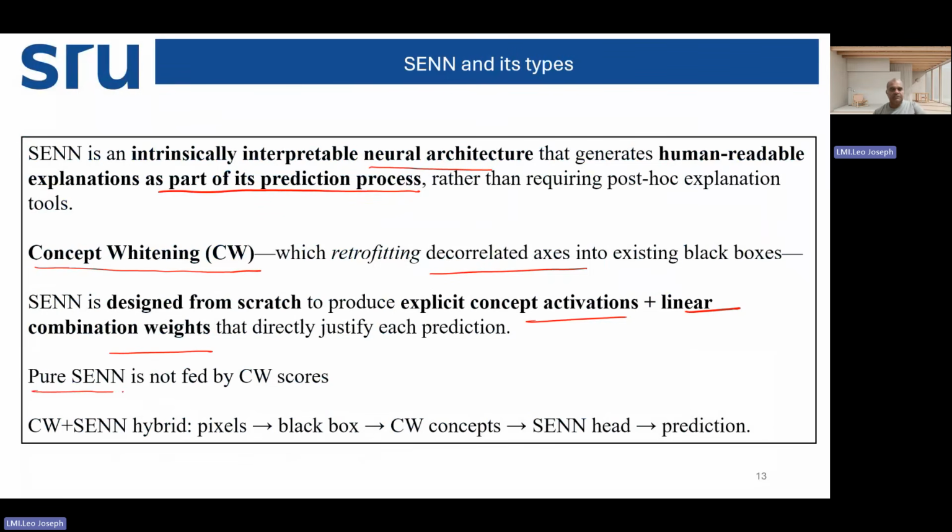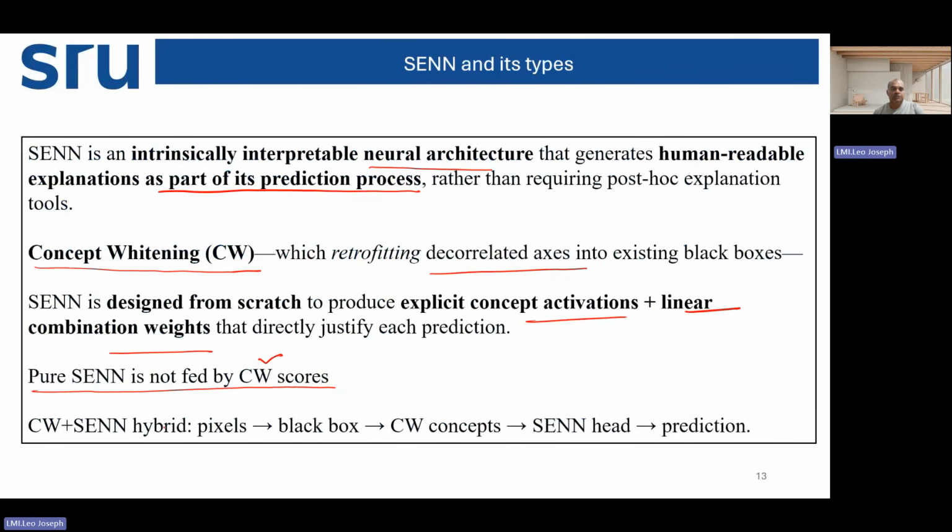So pure SENN is available, in which concept whitening will not be used. Just as I discussed before, that is called pure SENN. It starts from scratch. It will learn from the model what all the scores are, and based on the score, it will assign the weights. If the score is high, it will assign a very high weight. If it is low, it will assign a very low weight, and then it will do some multiplication, and finally it will estimate the score. And for that score, we can check which is the highest contribution factor. This is what pure SENN is doing.